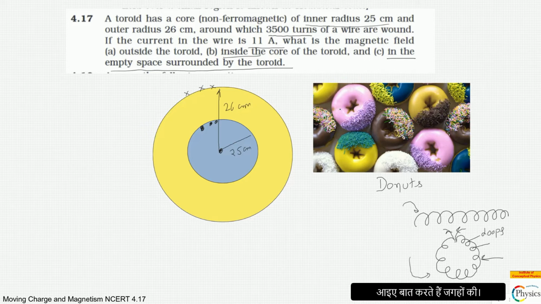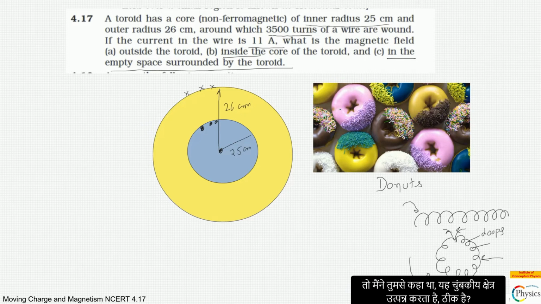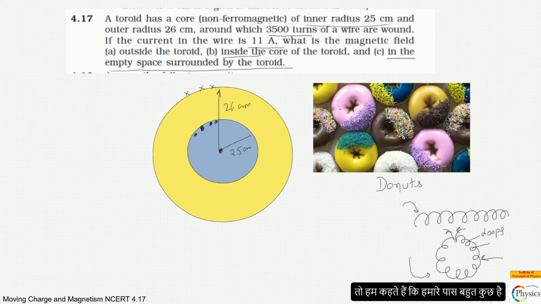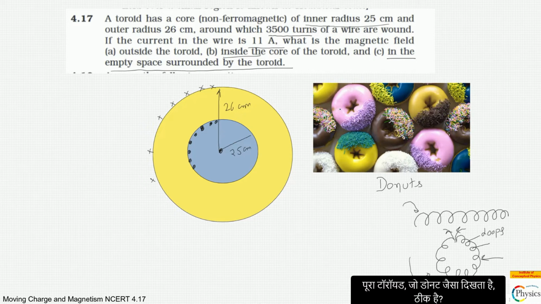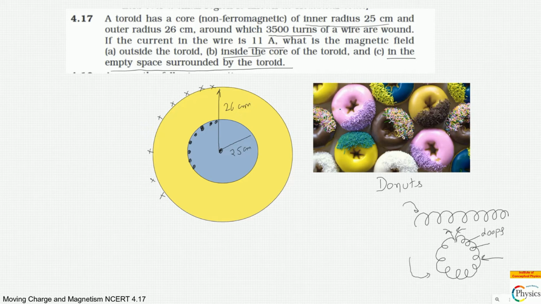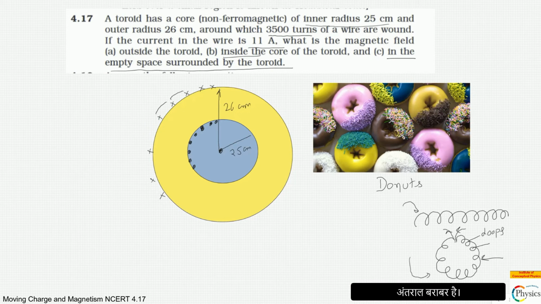Now let's talk about the places. I told you it produces magnetic field. So we have these 3,500 loops, and they cover the whole toroid, which looks like a donut. I'm not drawing all, but this is very uniform. Don't worry about the spacing. This spacing is equal. My diagram is not perfect, but the spacings are uniform. It is uniformly wound, and a corresponding dot is also there.